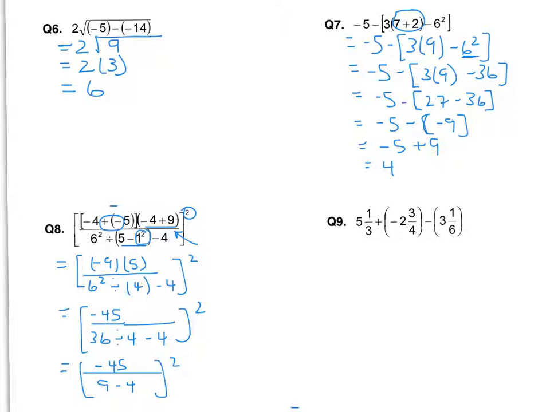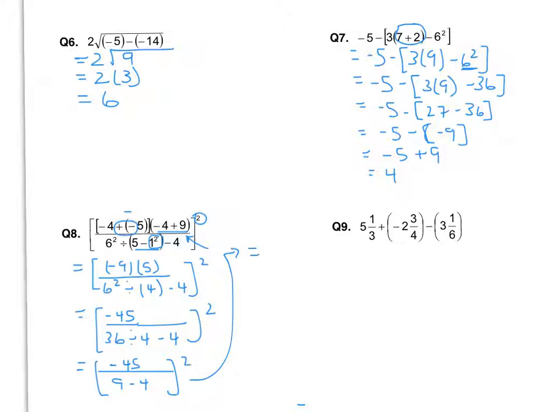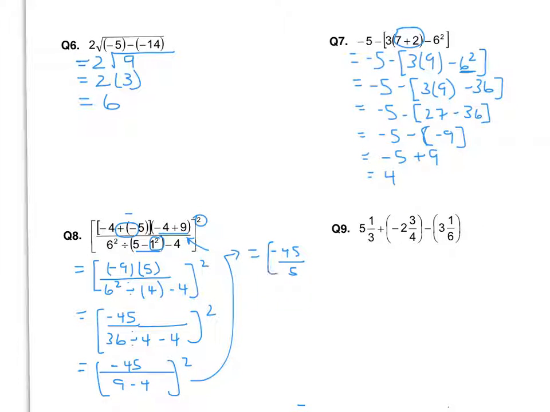And I'm running out of room. Let me go over here. -45 on the top still, and on the bottom, 9 take away 4 is a 5. And all of that is then squared. And when I put that together, -45 divided by 5 would be -9, which is going to be squared. So -9 times -9 will be positive. 9 times 9 is 81. So 81 should be your answer for that one.